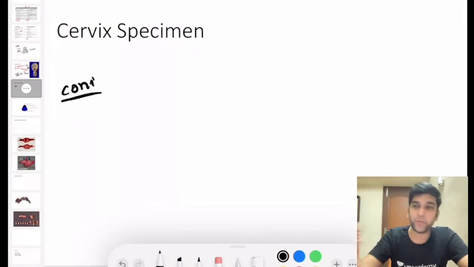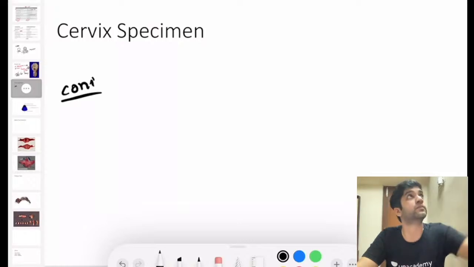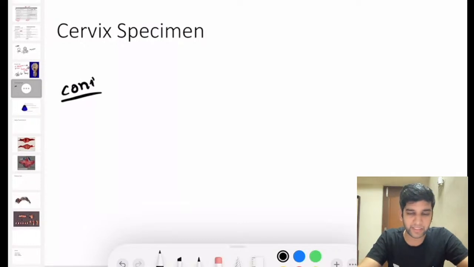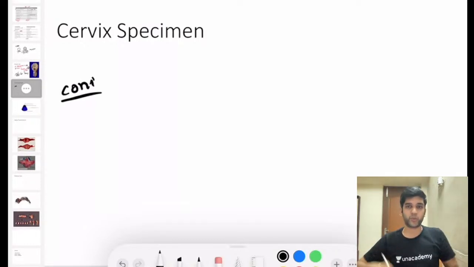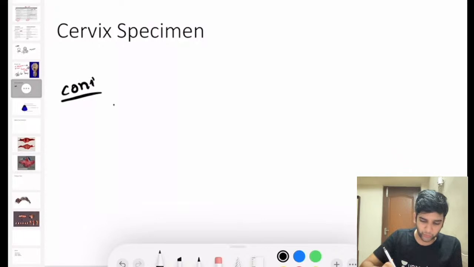Fine. So can anyone comment on how to conize the cervix? Because conization might be required. That's important for you. Conization might come in an exam, might come in real life as well. How do you conize the cervix? That's one of the basic requirements which you have to know.